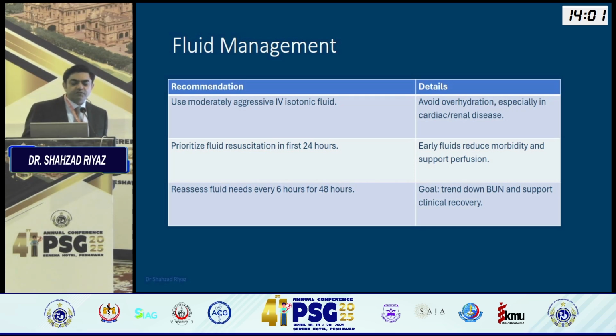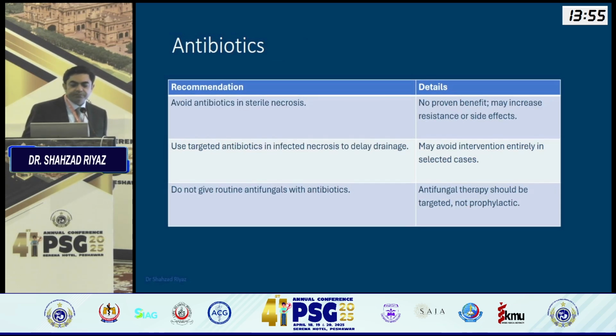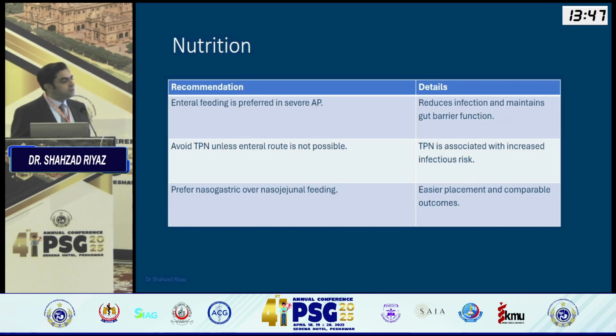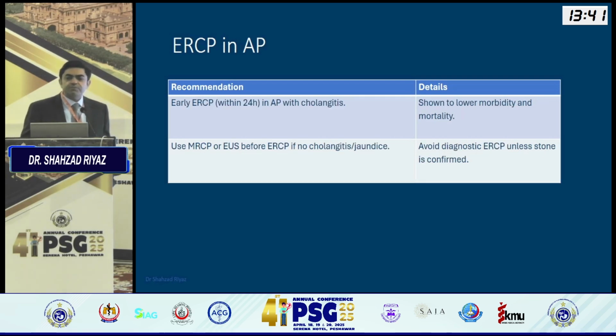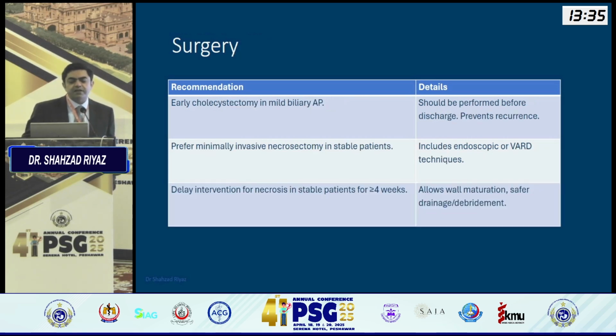Fluid management, we'll be discussing this a bit more in detail, but essentially we're moving away from aggressive fluid hydration and going towards moderately aggressive hydration with appropriate monitoring. Antibiotics are not advisable unless there is clear evidence that the patient has infected necrosis. The patient should be started with nutrition early on rather than keeping them nil by mouth. ERCP should be offered only if there is evidence of cholangitis. Otherwise, you should withhold the ERCP. Surgery can be offered early on in mild to moderate cases, for cholecystectomies. However, if you want to intervene for necrosis, it's better if you can wait for 4 weeks so that there's good walling off.